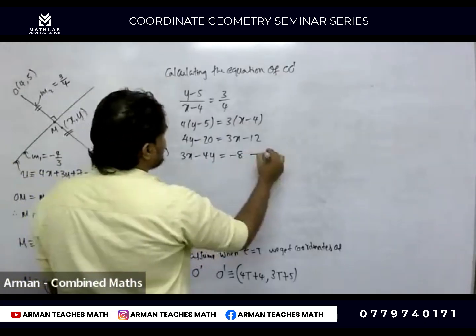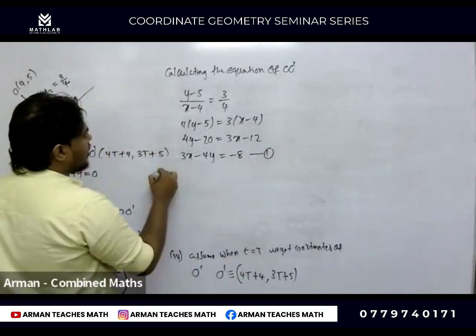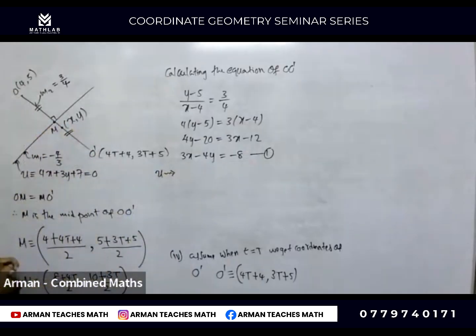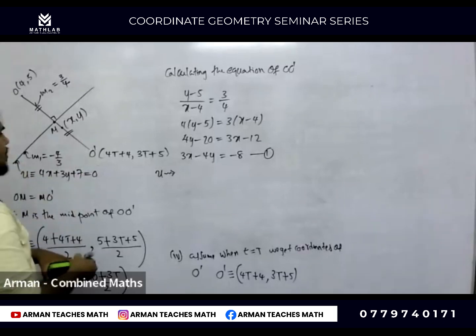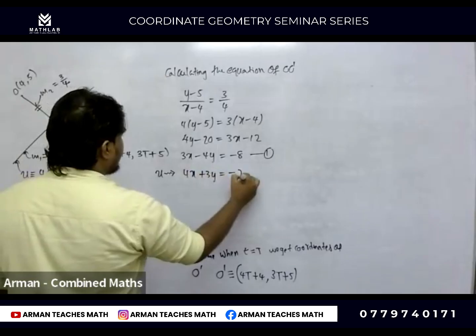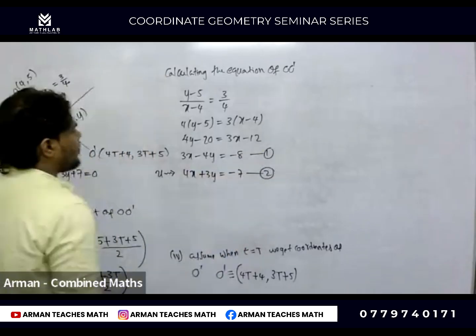Okay. So this is the OO dash straight line segment's equation. We'll take it as 1. I'm going to take the U straight line segment's equation here. What's the equation of the U straight line segment? 4x plus 3y plus 7 equals 0. So let's take plus 7 to the other side, minus 7. So the U straight line segment's equation is 4x plus 3y equals minus 7. This is my second equation.